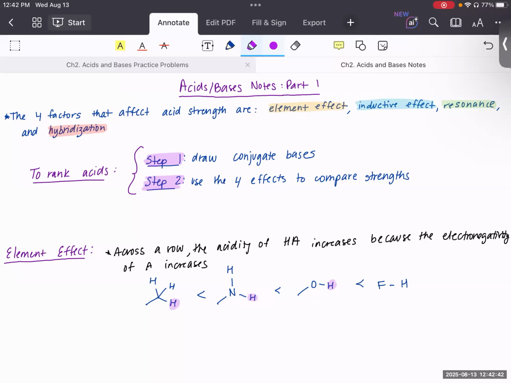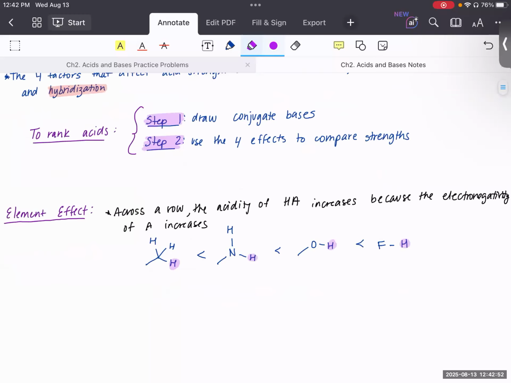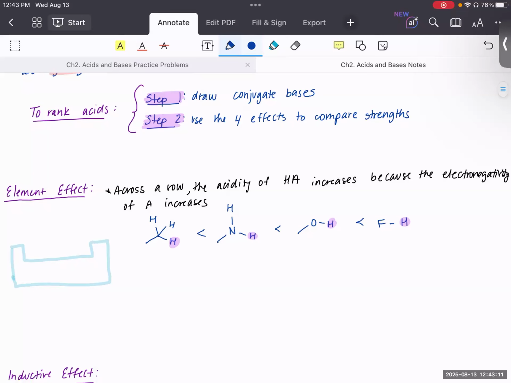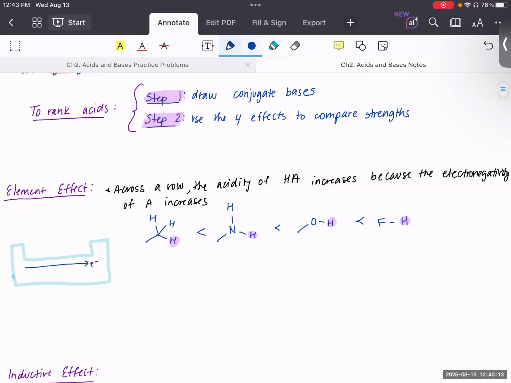And so it's important to note that at any given time, all of these effects are going to be playing a role. And so we use the element effect when all other things are equal. And so here we can see that all of these are just normal hydrogens bonded to the element. And if we think about the periodic table, and I'll just do a quick sketch of the periodic table here, we know that electronegativity increases to the right here. All right, so that's the first part of the element effect.